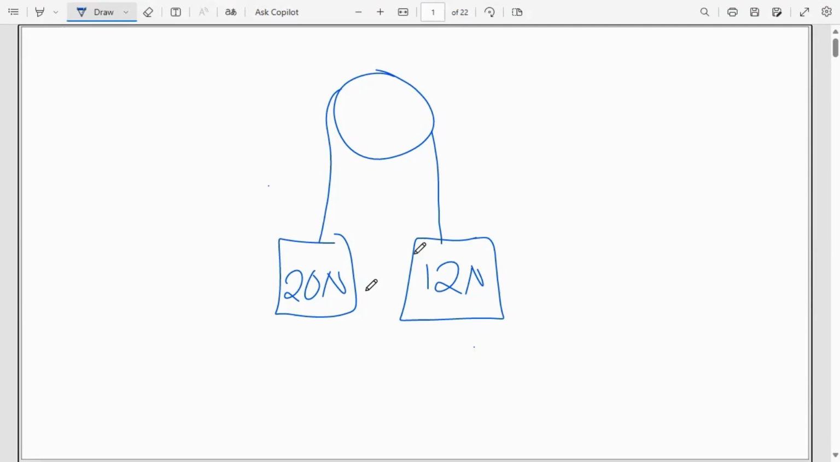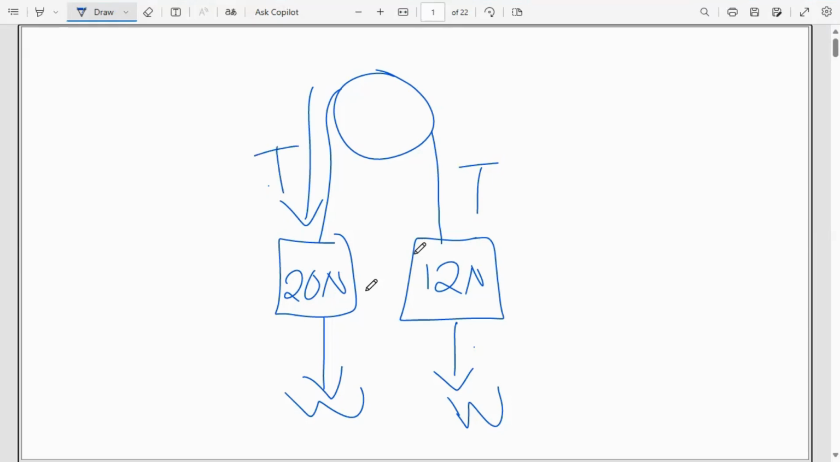So using your common sense, I'm sure you should be able to tell that if this system is released, it is going to accelerate towards where you have a larger force or a larger weight. So it's going to accelerate towards the left-hand side of our system, which means it will be going down like this. So if this is our free body diagram, what kind of forces do we have on this system? We know there is a rope here, there is weight acting on this object, and here there is weight acting on this object. And there's tension in this string, tension here.